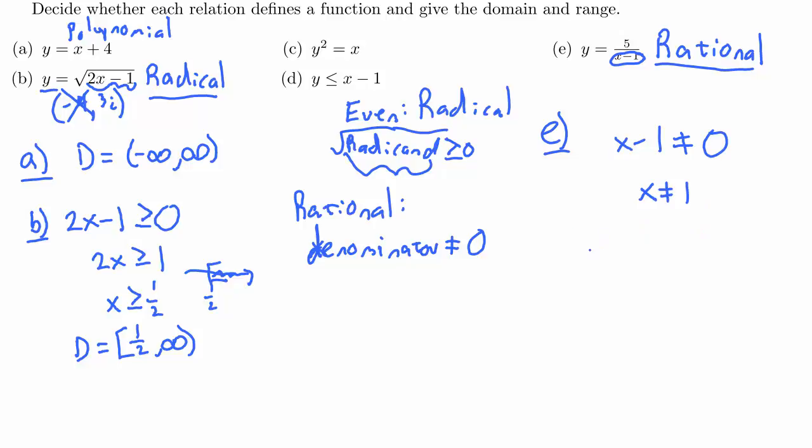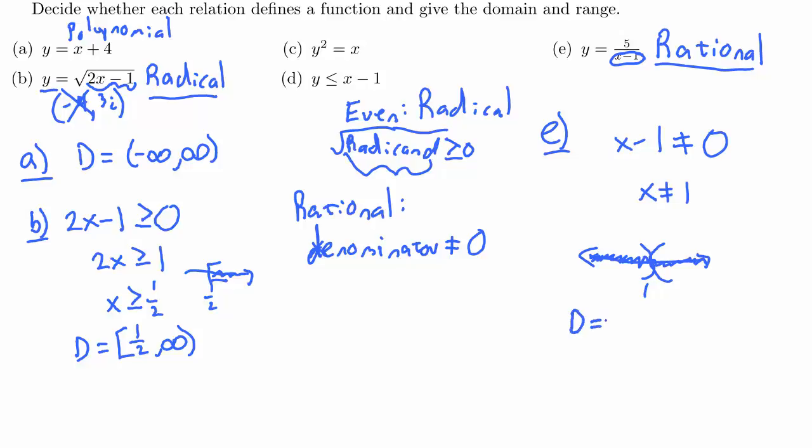So on the number line, if you need to see it, 1 can be right there, which means I can use everything to the left of 1 and I can use everything to the right of 1. I just can't use 1 either that way or that way. So I have to use parentheses for both of them. And this is how you take out a single number from a number line.